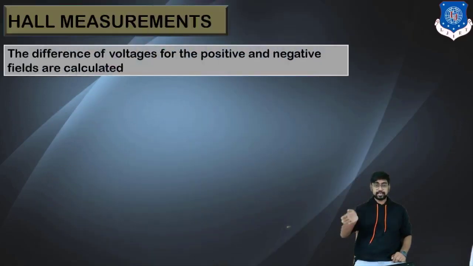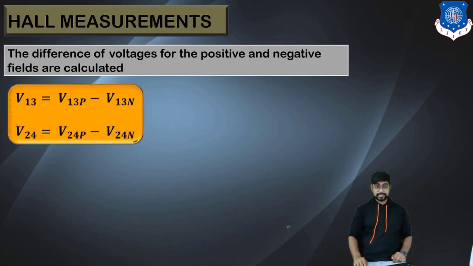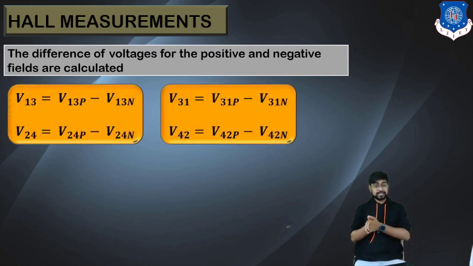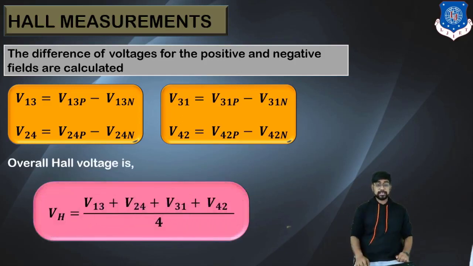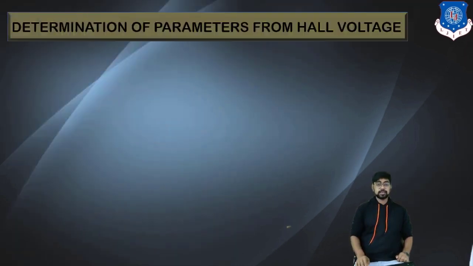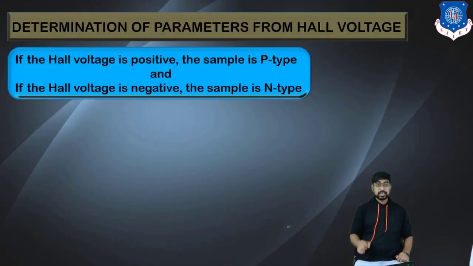As we will have positive and negative magnetic field, it can be calculated as V_13 equals V_13P minus V_13N, and similarly we will have positive and negative values for each voltage. When we take the overall voltage into consideration, we get (V_13 plus V_24 plus V_31 plus V_42) upon 4. That will give you the determination of the Hall voltage. If the Hall voltage is positive, the sample would be p type, and if the Hall voltage is negative, the sample would definitely be n type. So from this parameter we will get to know which doping is done, whether it is a p type or an n type.